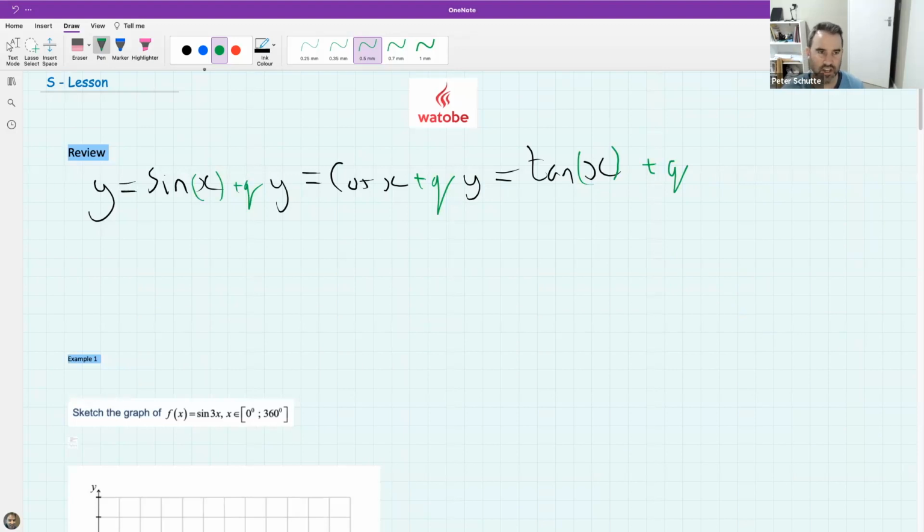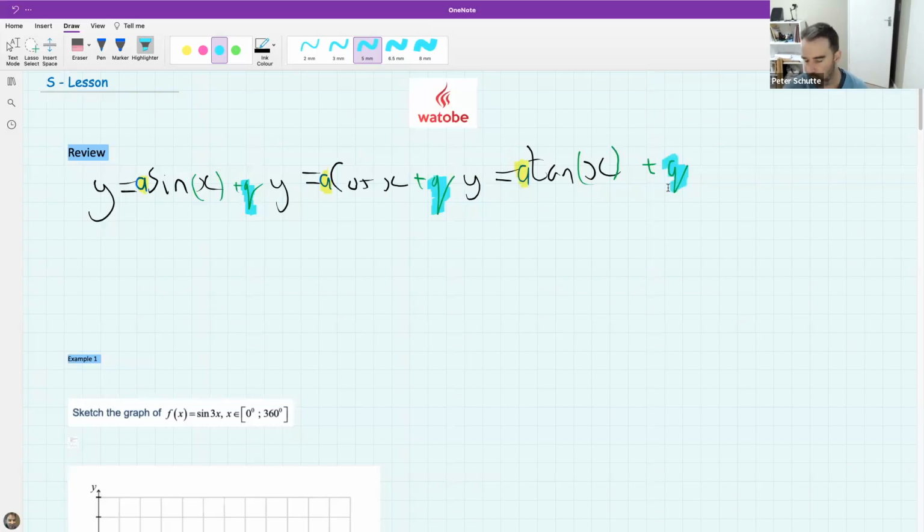The stretch, yes, the vertical stretch, what we call the amplitude change. And so we learned in the last lesson about how we can change the amplitude of a trig graph by putting a different number in front of it. And then we also learned about this plus Q, which is a vertical shift.